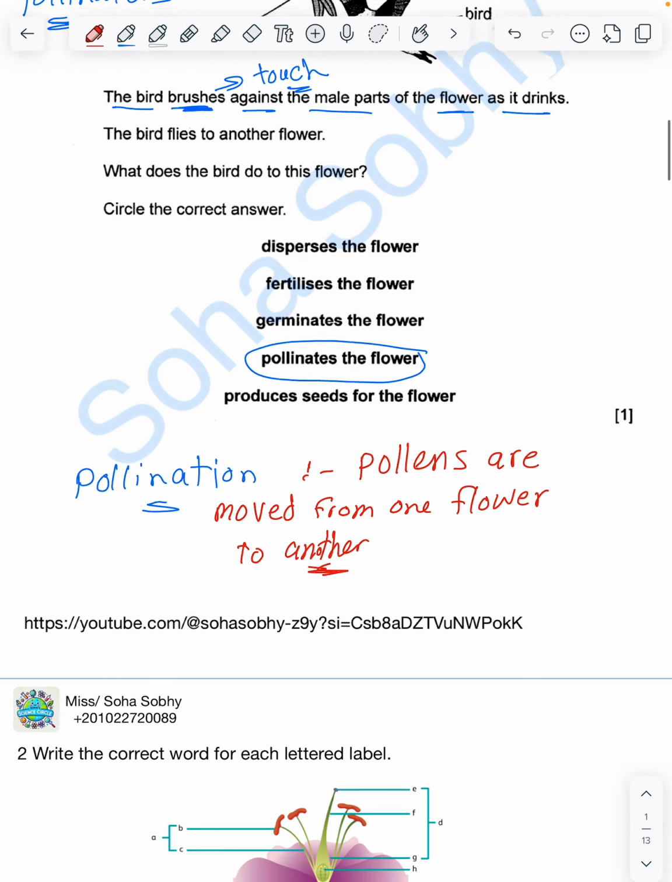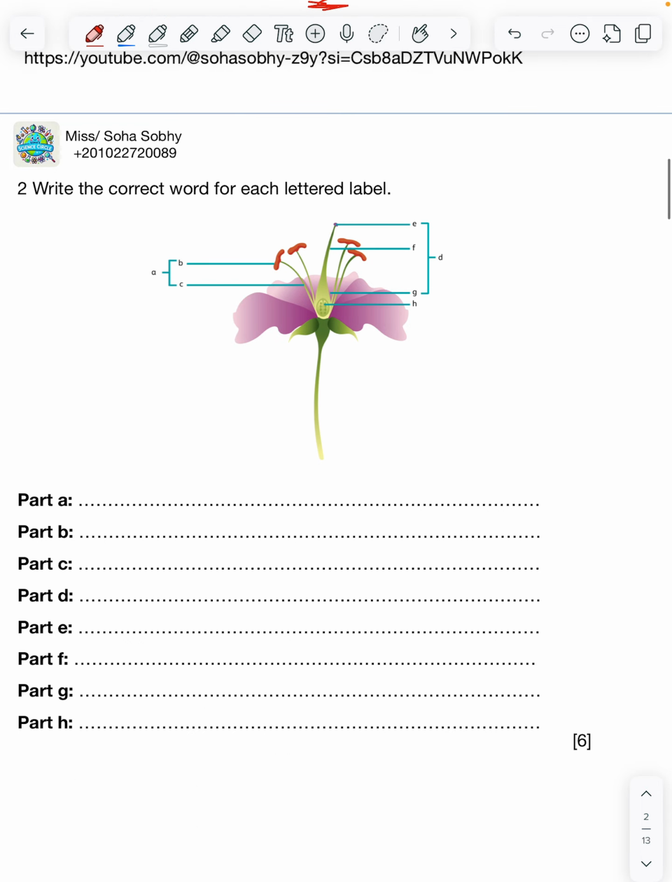Let's continue. Number two, write the correct word for each lettered label. Part A. What is this here? Here we have this part that attaches to this thin filament. So letter A is the male organ, which is called stamen. Stamen is the male organ of a flower. It consists of anther and filament. So letter B is anther and letter C is filament.